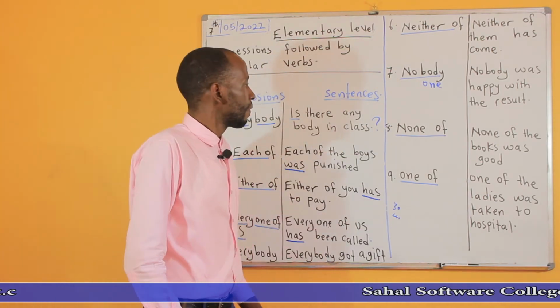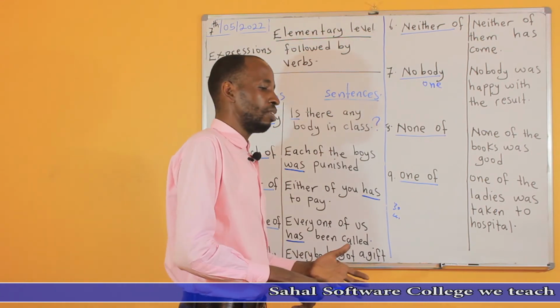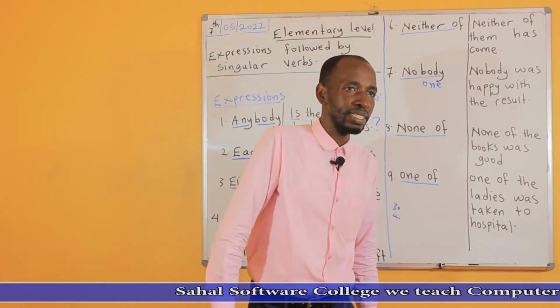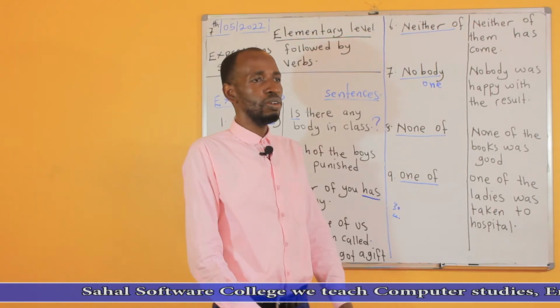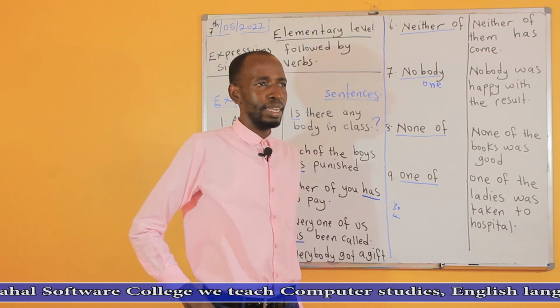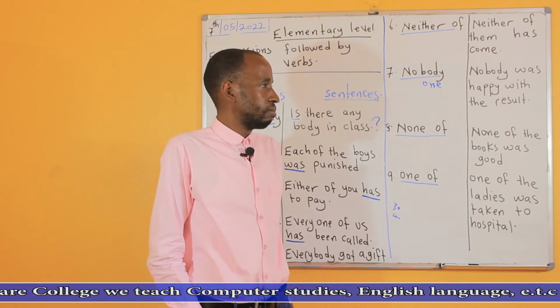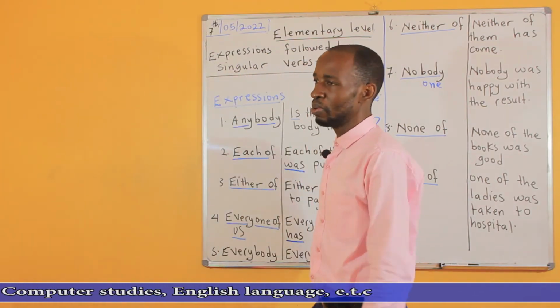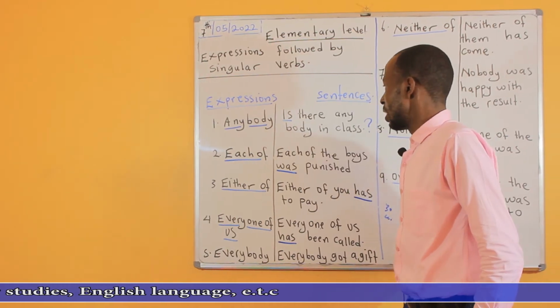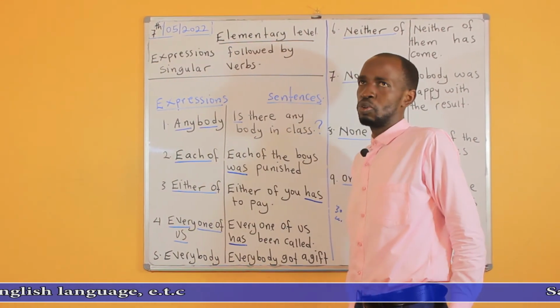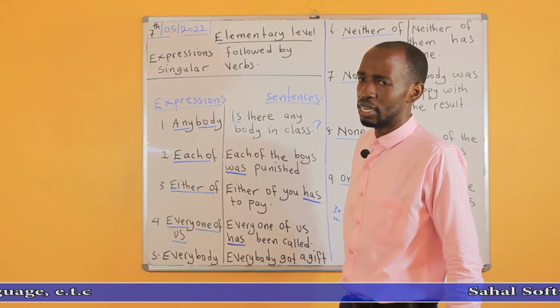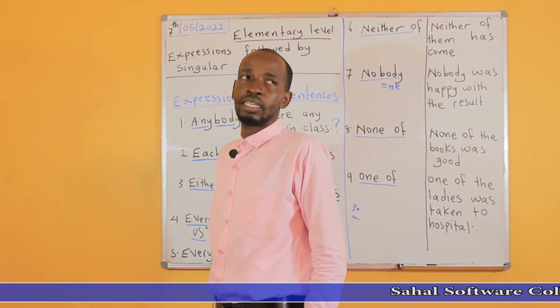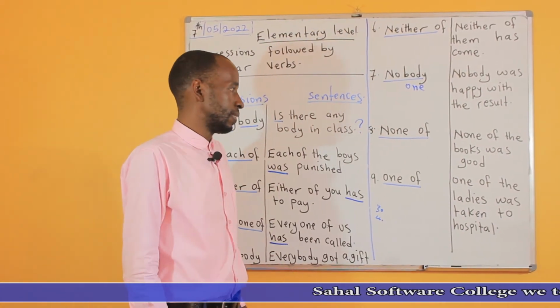None of you, none of them, none of us. You can use it like that. Don't say "none of she" or "none of he". It's not good. So none of them, none of us, none of you. None means negative also. "None of" is a negative word and it shows negativity.